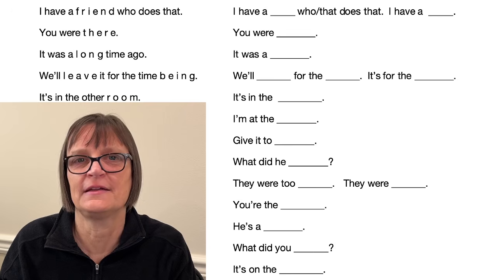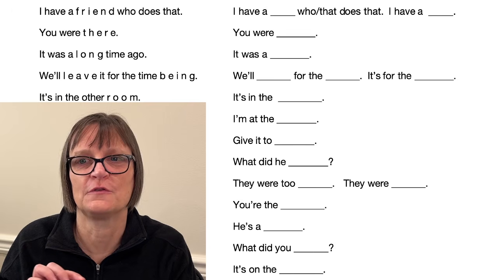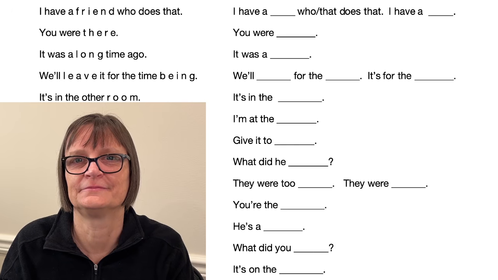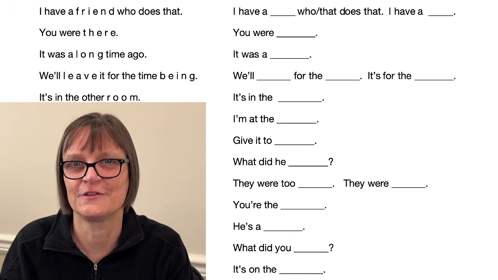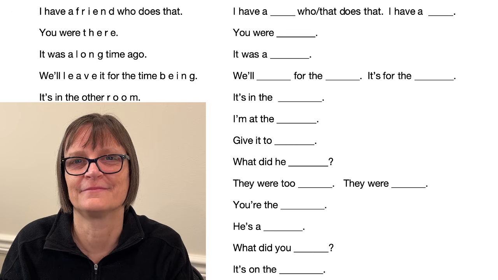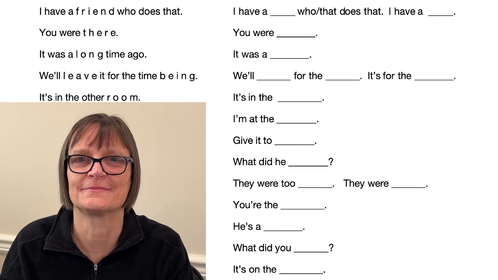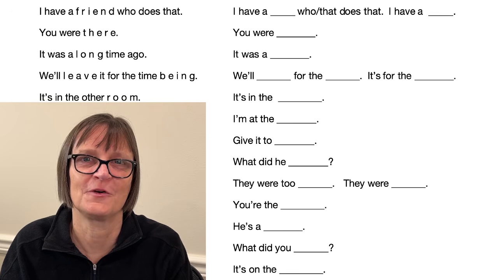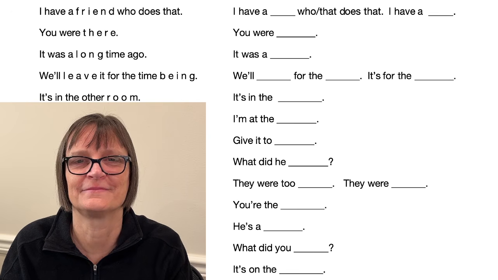Let's simplify. To fill in the blank, we'll do it's for the blank. It's for the meal. It's for the car. It's for the dog. You try that with kids. It's for the kids. Try that with the kitchen. It's for the kitchen. Try that with the bed. It's for the bed.